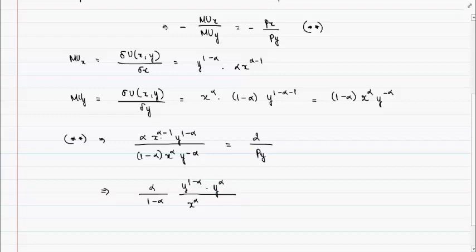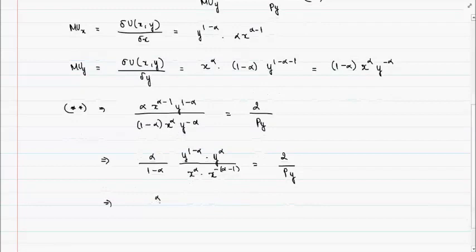And if I want to move this x to the power alpha minus 1 to the denominator, it will become x to the power negative of alpha minus 1. Okay, because when you move to the denominator, it will change the sign, so it becomes negative. Okay, and so on the right hand side, still 2 on py.